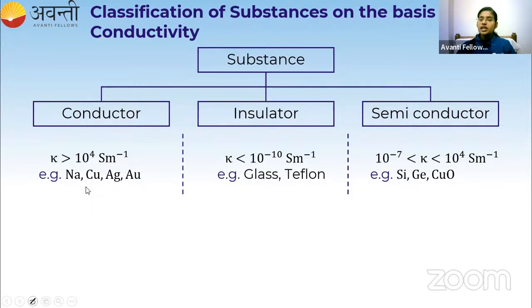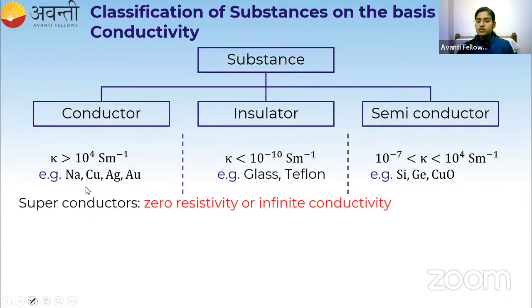So, superconductors are substances which have zero resistivity, or infinite conductivity. So it keeps on conducting, but it never resists. Zero resistivity, or you can call it infinite conductivity also.